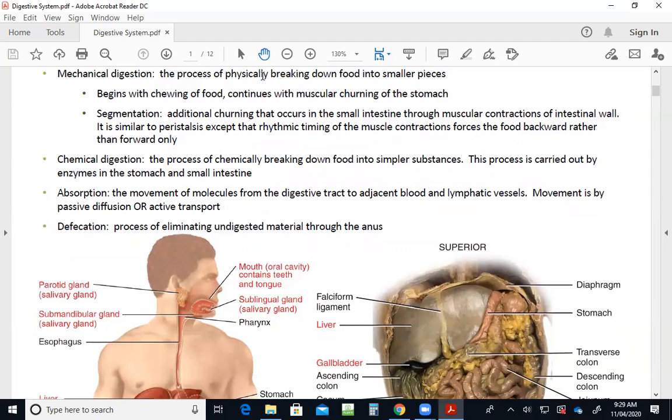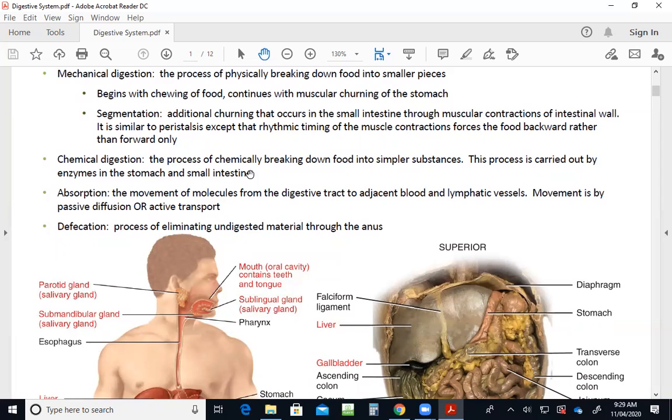This continues with the muscular churning of our stomach, and that segmentation I was talking about, that pushes food forward and backwards. It's going to help chop it up into smaller pieces, which helps with chemical digestion, because the smaller the pieces we have, the easier and more contact the chemicals that we release come into the food and perform chemical reactions on those substances.